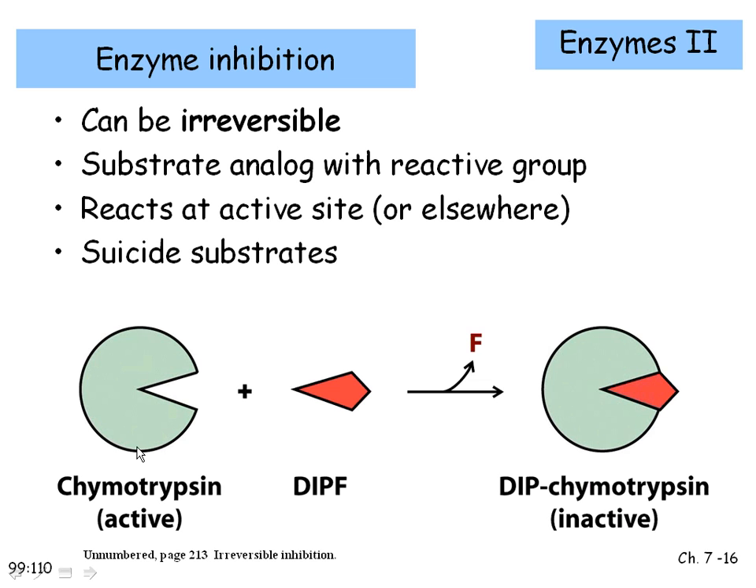So here you have your chymotrypsin. We talked about that in enzyme mechanisms. It wants to cleave peptide substrates. DIPF, diisopropylfluoride, can fit into that active site, and the enzyme tries to make a reaction go. But when it does, it ends up with a permanently added on covalent molecule that's on there covalently permanently.